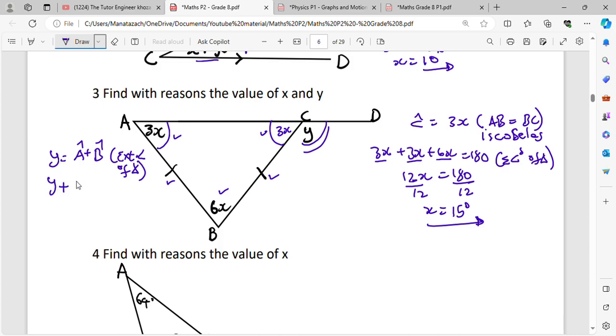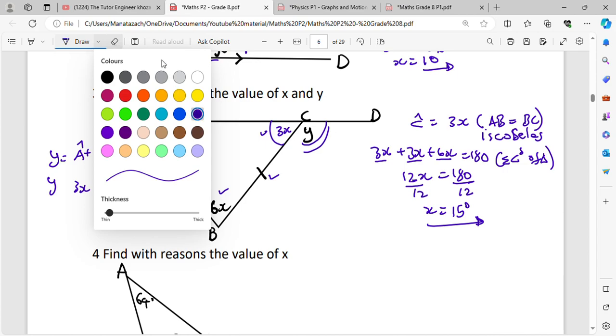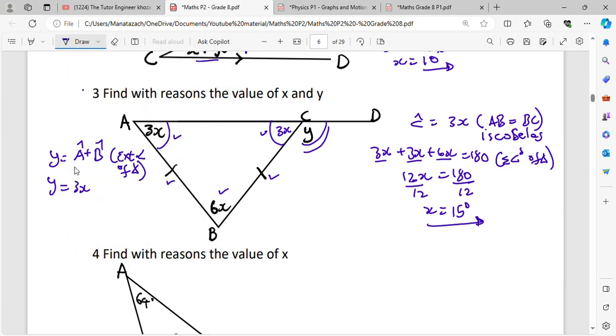So A is 3x and then B is 6x, right? So since we've established that x is 15, this will give us 9x, right? And then we'll replace x by 15. Since you've calculated x to be 15, the answer here for y is going to be 135 degrees.